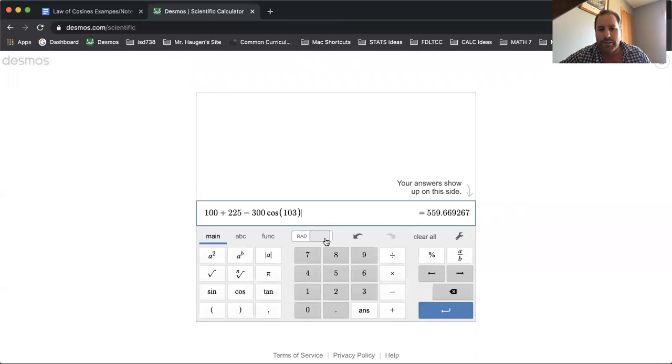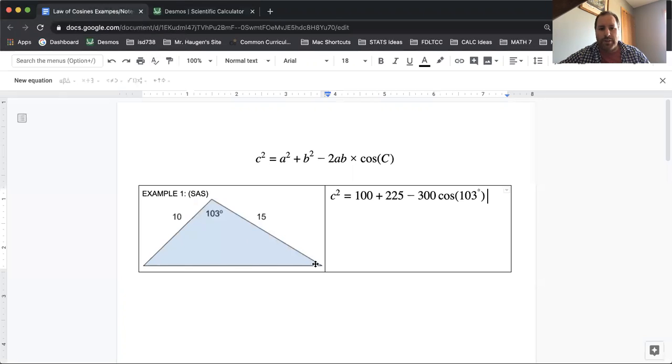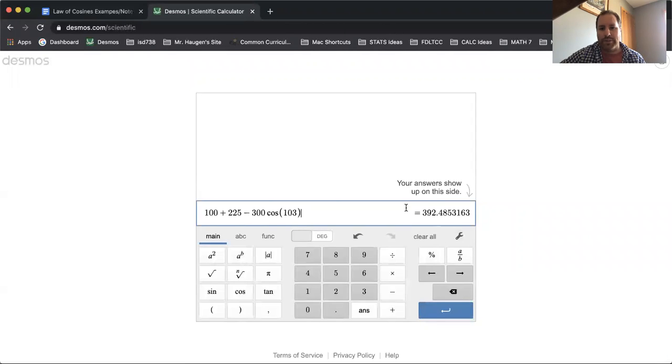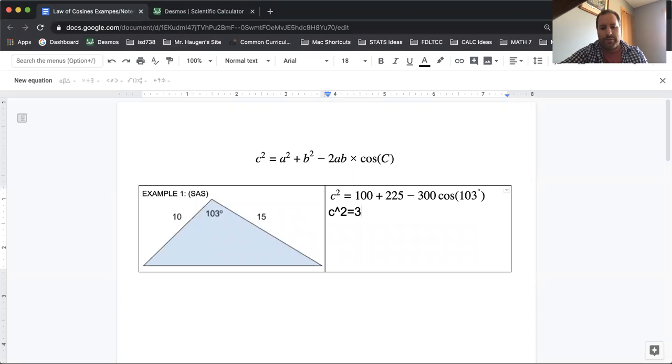Again, it is set in degrees. We can swap from degrees to radians, but we want to be in degrees here. And we get 392, and so on. And we might think, boy, that's a really long side for this one. But oh yeah, that is C squared. C squared is equal to 392.48.